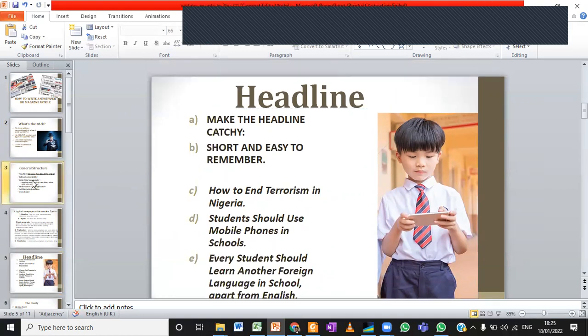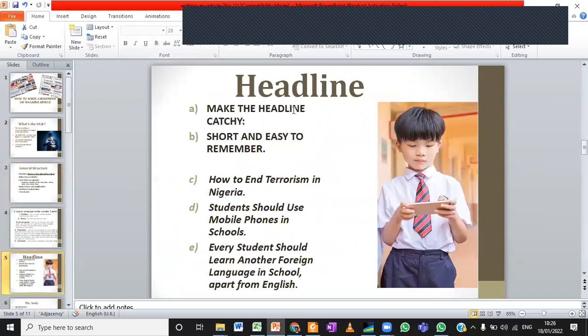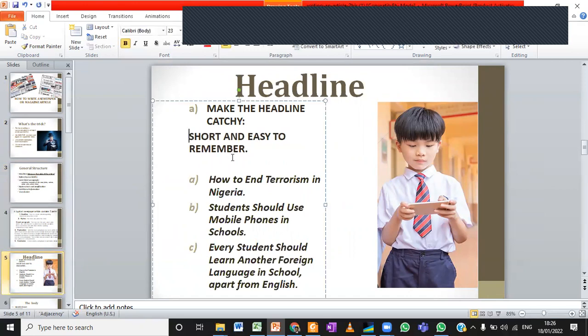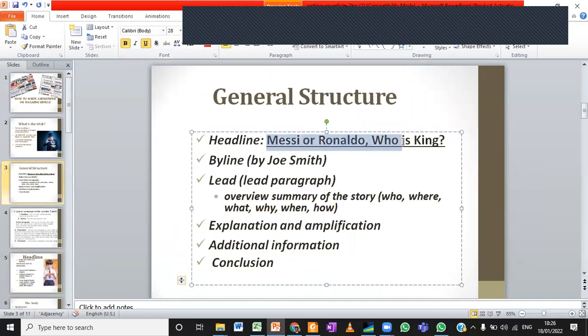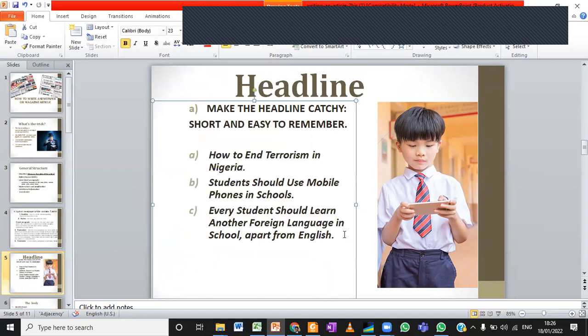The headline, make your headline very interesting, make it catchy. Whenever they see your headline, people must want to read. That's what it's saying here. Make the headline catchy. And when you say a headline must be catchy, it must be short and easy to remember. Now, if you look at this, this is short and easy to remember. Messi or Ronaldo, who is king, okay? Now, look at the other topics. How to end terrorism in Nigeria. People want to read because they really want to see an end to this Boko Haram and banditry news we hear every day. Students should use mobile phones in schools.